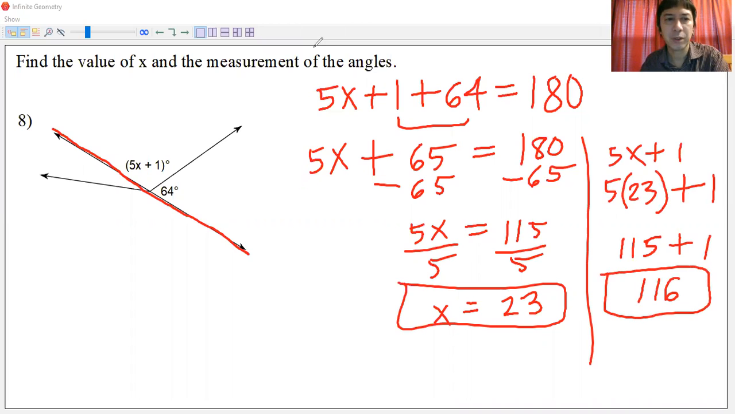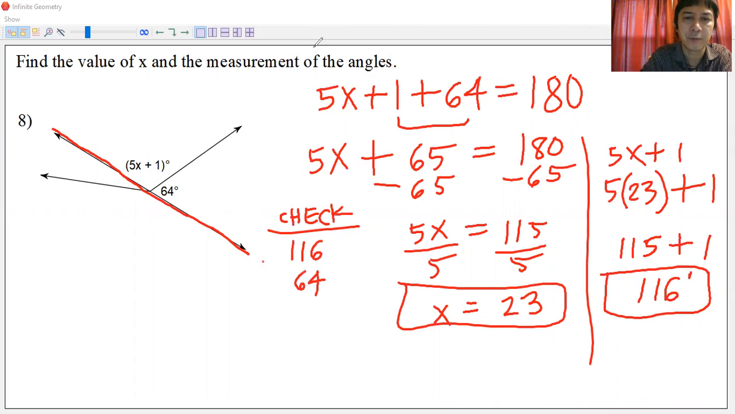Okay. And so we can check and verify our answers. The total should be 180. 116 is our other angle. This 116 degrees, which we computed, added to the given 64. And this looks like 180. There. Our x is 23, our angle is 116. All right, let's continue to the next. Let me clear the screen.